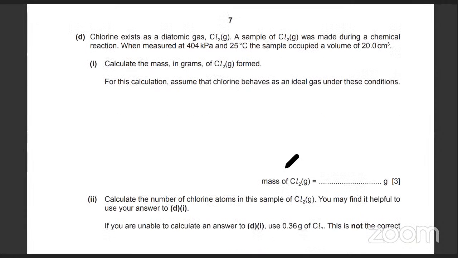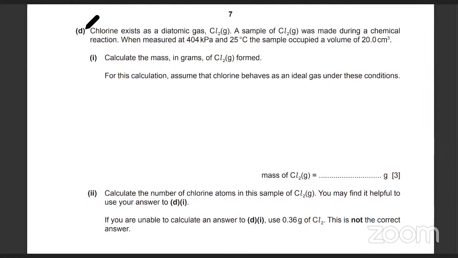So moving on. Here's part D. This is probably related to PV = nRT. He's saying calculate the mass in grams of Cl2 formed. For this calculation, assume that chlorine behaves as an ideal gas. So you just have to use PV = nRT. Pressure must be in pascals, so that would be 404 × 10^3 pascals. Volume, which is given, should be in meter cube. Cm cube to meter cube is 10 to the power minus 6.